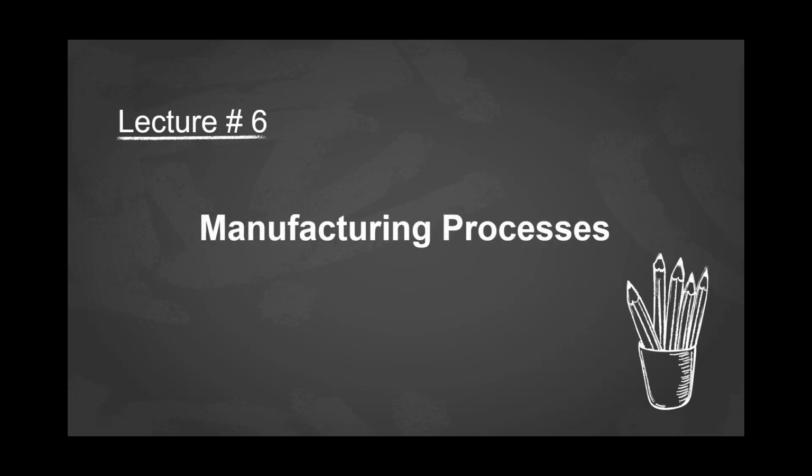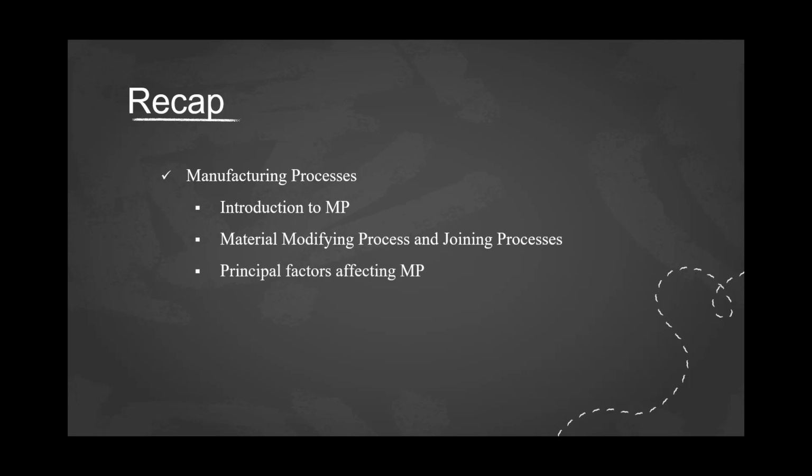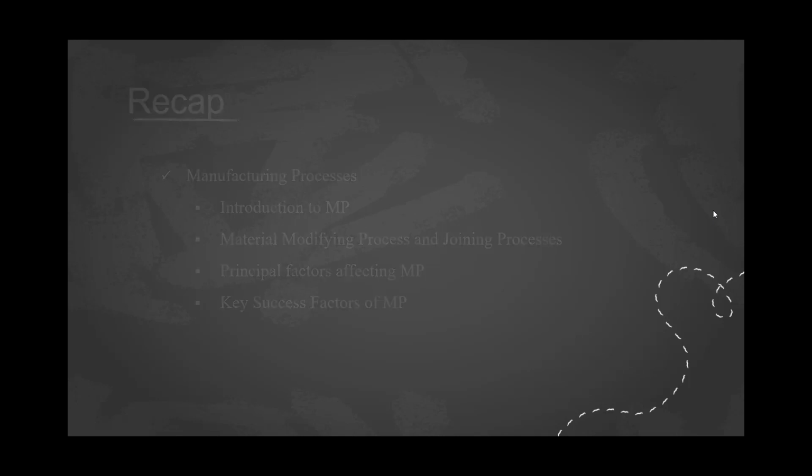This is your lecture number 6, and in this lecture we will continue with the manufacturing process. So for that, let's have a quick recap of what we have discussed in our previous lecture. In our previous lecture, we started with manufacturing process. We discussed all the basic details of manufacturing process. We talked about the types of manufacturing process. In our previous lecture, we also covered principal factors that affect manufacturing process. Lastly, we highlighted the key success factors of manufacturing process. So that was about previous lecture.